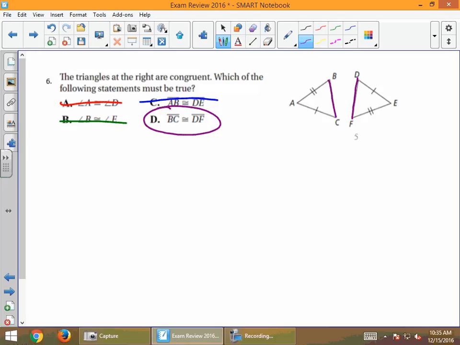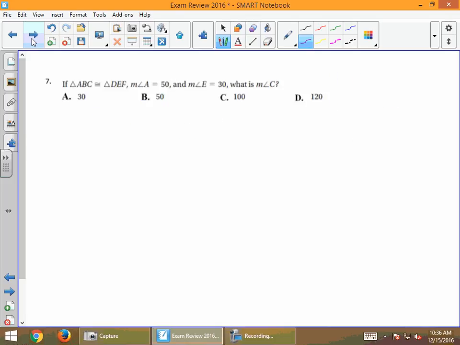Question on that one. All right. Cooking with butter now. Flip it over to the back. Number 7. I like number 7.